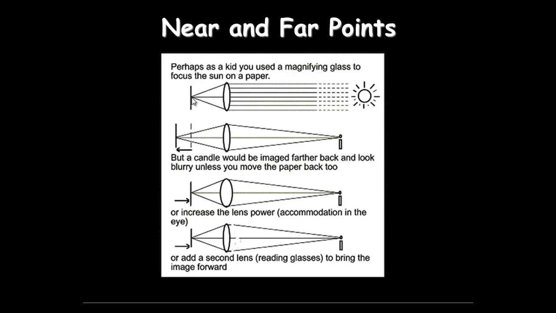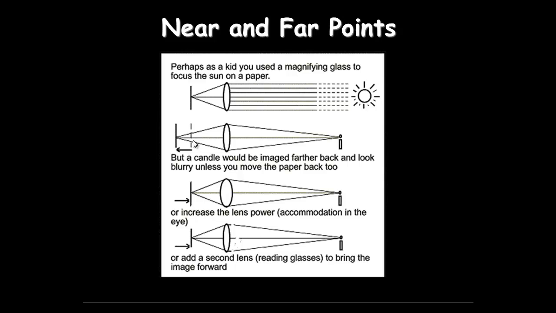Now if I change the magnifying glass and use a candle, what would happen is that the image, which was originally at the point where the original glass was, would now be blurry, and I'd have to move the paper back to get a clear image. Now, obviously, I can't just elongate my eye when I see things closer, so that's not a suitable method. What I have to do is increase the lens power.